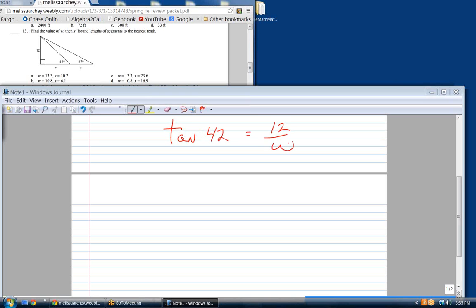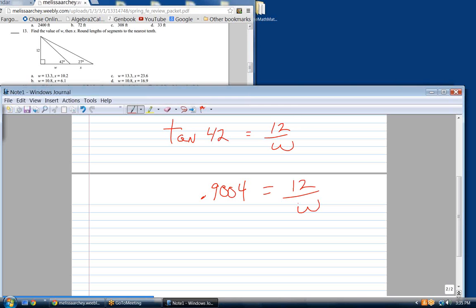Okay. Let's solve that. You do the tangent of 42 first. The tangent of 42 is 0.90. You got your calculator? Go ahead and find out what the tangent of 42 is. 0.9004. Now what? It equals 12 over W. Do you divide it by 12?